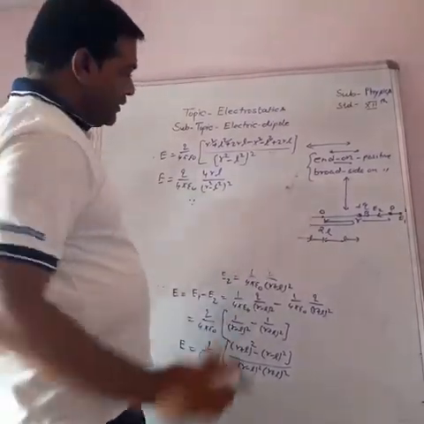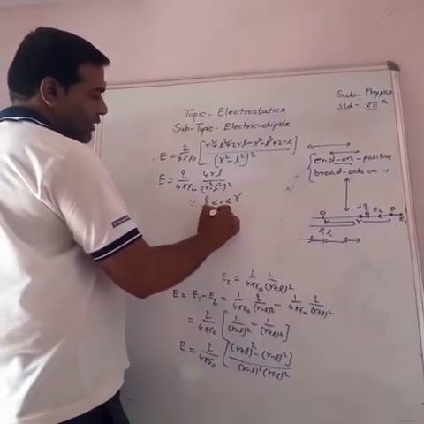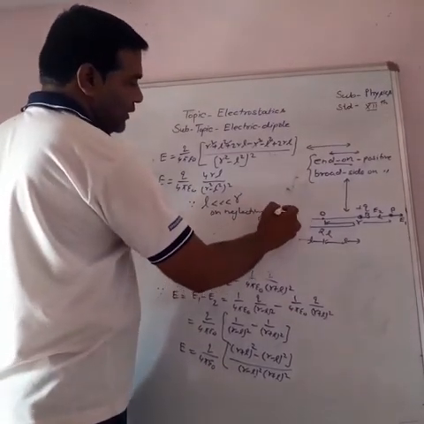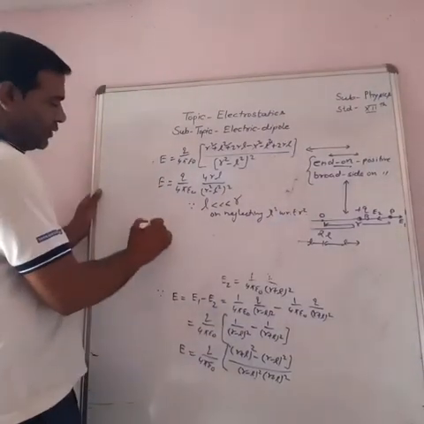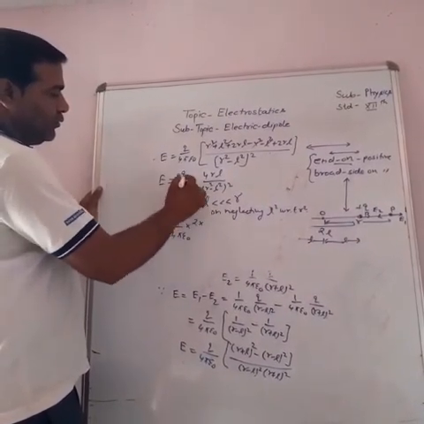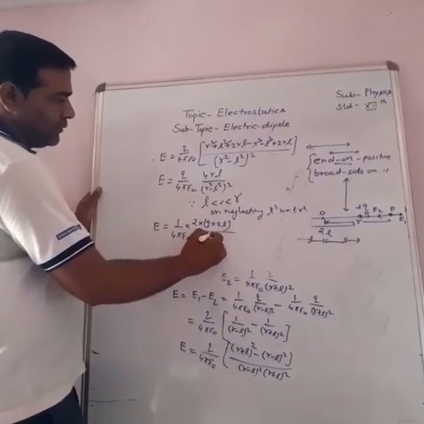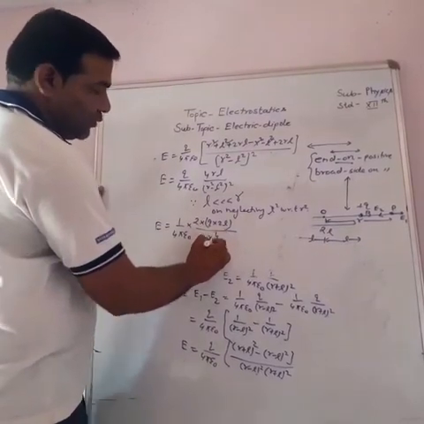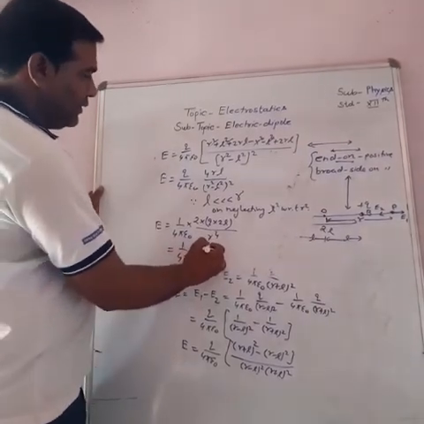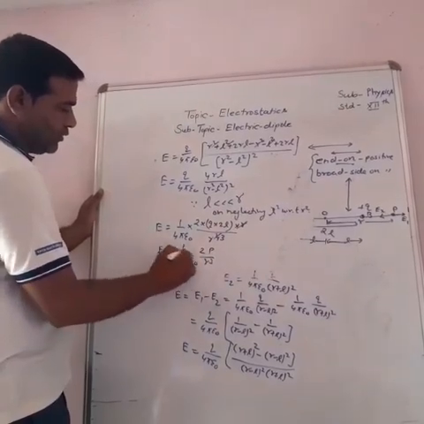Since the distance L is very short compared to R, on neglecting L square with respect to R square, from this equation, E is equal to 1/4 pi epsilon naught 2q into 2L upon R to the power 4, which is 1/4 pi epsilon naught 2P upon R cube, newton per coulomb.